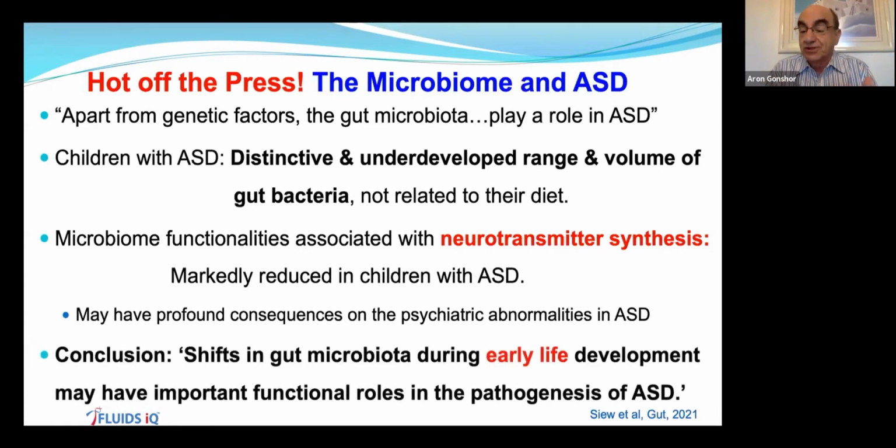So what is the conclusion? Well, the conclusion by this group in 2021, I told you I'd give you stuff right off the press. So in 2021, what are they saying? I'm going to read it: the shifts in gut microbiota during early life development, and remember the early life portion, keep that in your minds for the next few minutes, may have important functional roles in the pathogenesis of autism spectrum disorder. That's a big statement.